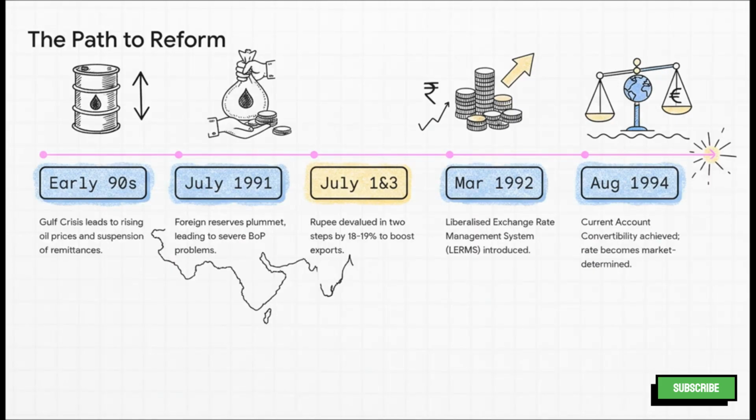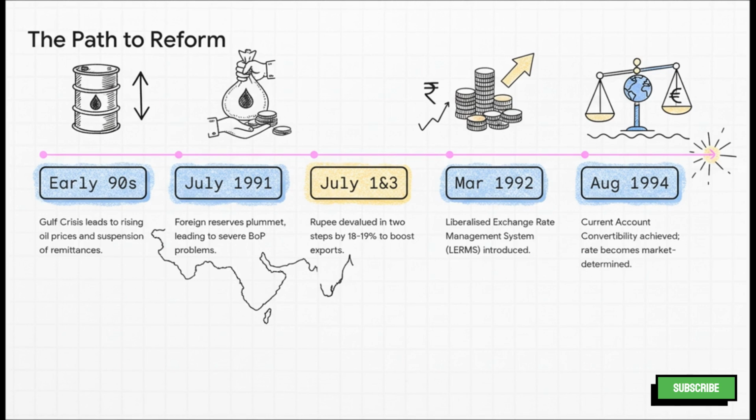So how on earth did we get into such a mess? It was basically a perfect storm. The Gulf crisis caused oil prices to spike, which made our import bill massive. At the exact same time, the money sent home by Indians working in the Gulf, a huge source of foreign currency for us, just dried up.